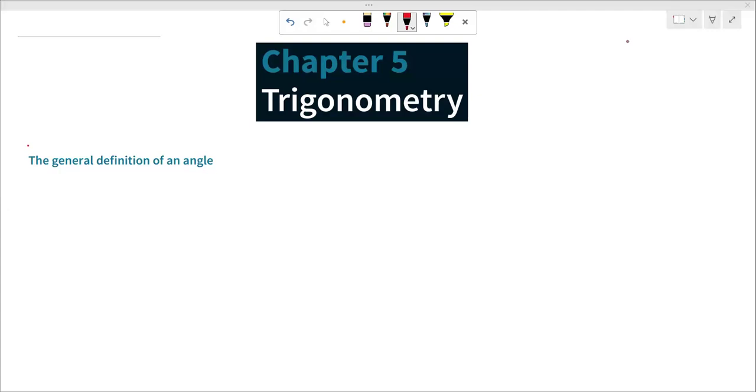Hello everyone. Today we are going to learn the topic trigonometry. In that we are going to learn the definition of an angle, what is reference angle or basic angle, how it will perform in different quadrants.